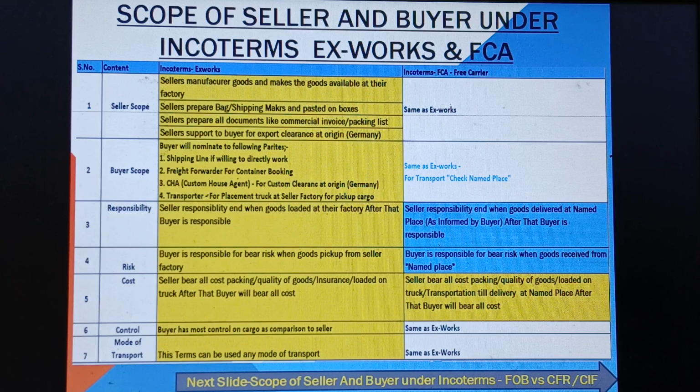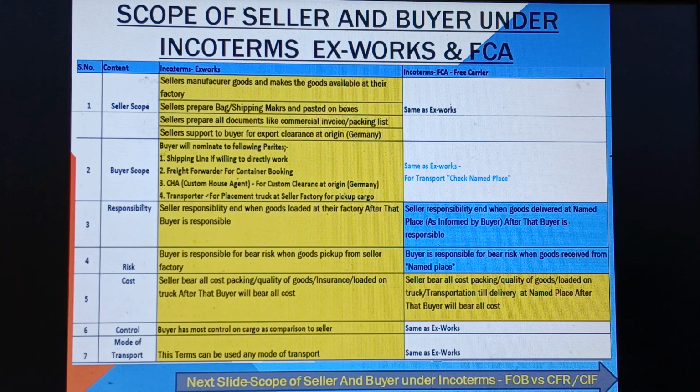Like, MSc ABC Delhi. The seller prepares all documents like the commercial invoice, packing list and other documents as requested by the buyer. The seller supports the buyer for export clearance at origin. It means Germany, because you are importing the goods from Germany. So in this case, the seller will support the buyer.